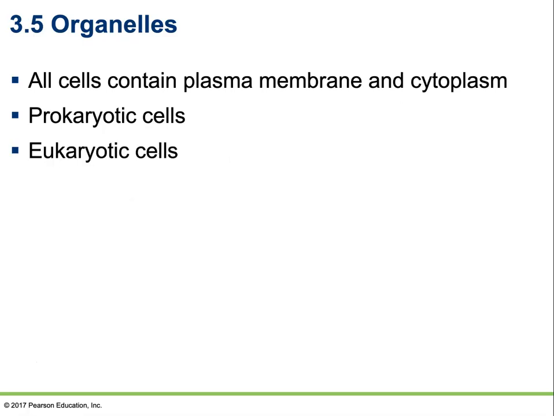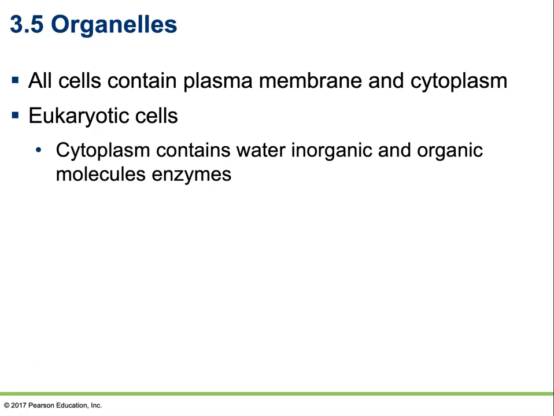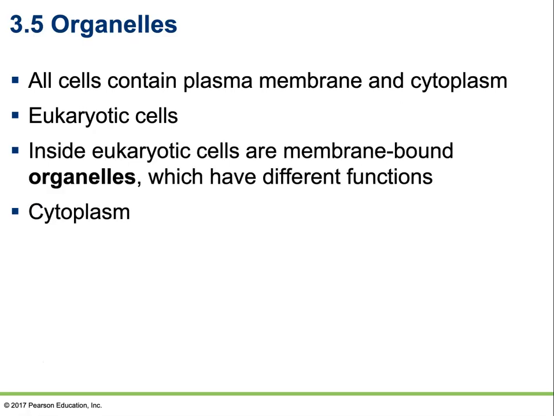Eukaryotic cells, on the other hand, have a cytoplasm that contains water, inorganic and organic molecules and enzymes. However, they have what are known as organelles, quite literally little organs found inside of the cell, each of which has a different function.